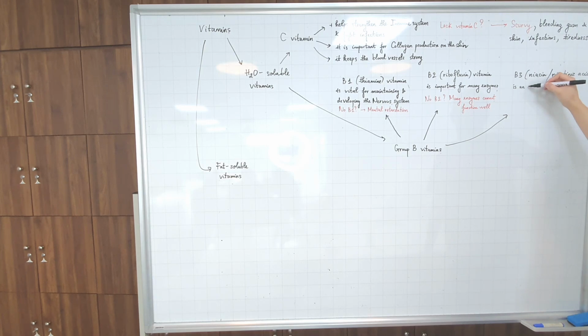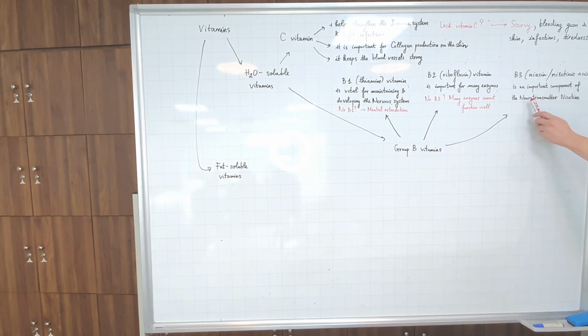It's an important component of the neurotransmitter and nicotine. Nó là một cái thành phần quan trọng của cái chất dẫn truyền thần kinh, đó là nicotine trong cơ thể người, trong cái đầu mình đó. So it's an important component of nicotine, the important neurotransmitter in the body.